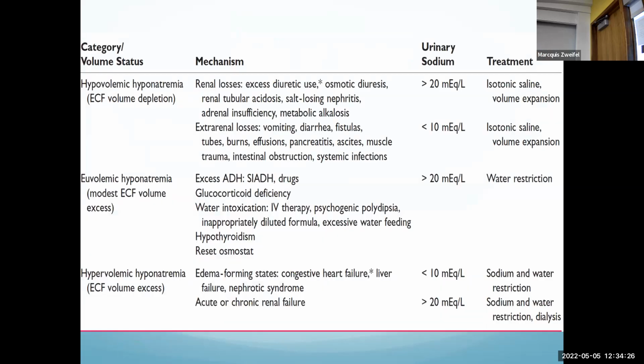SIADH. So when we look at the categories, there's hypovolemic hyponatremia, euvolemic hyponatremia, and hypervolemic hyponatremia. The urine sodium, like you all appropriately looked at, really helps you. And the mechanism of action is different, and how you treat could be very, very different. So for example, when you're thinking about SIADH, you do not want to be giving them isotonic saline, because that might very well make it worse. However, if you know that they're dehydrated, that's what you would do.